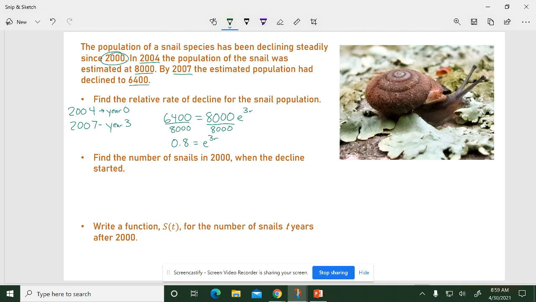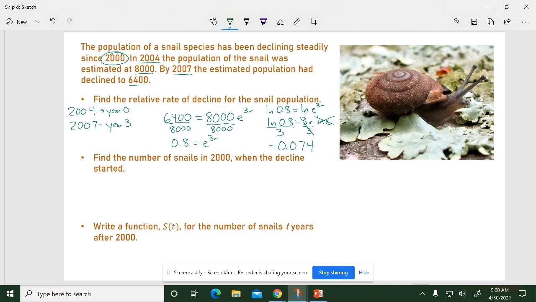Once again, we'll take the natural log of both sides. So natural log of 0.8 equals natural log of E to the 3R. This allows us to bring 3R out front. And then ln of E cancels itself out, and we just divide by 3. So you have ln of 0.8 divided by 3. That's what you would punch into the calculator. When you do that, you get approximately negative 0.074. So approximately negative 7.4%.